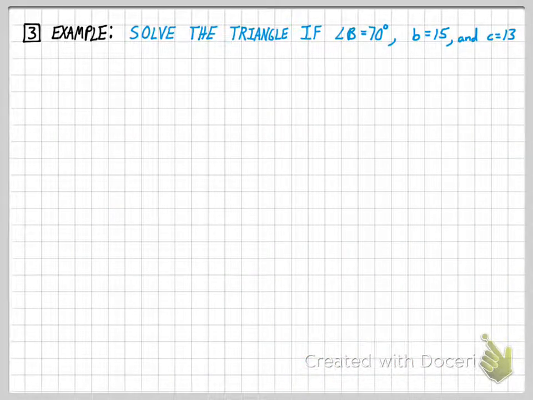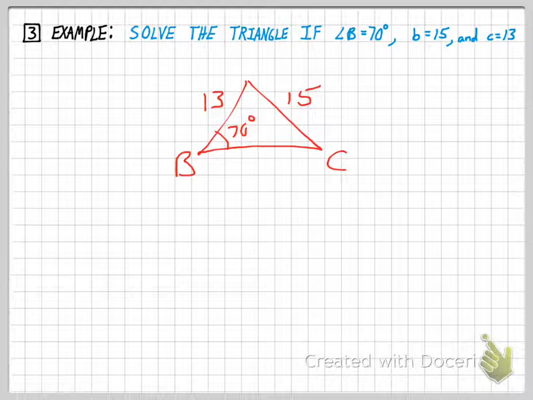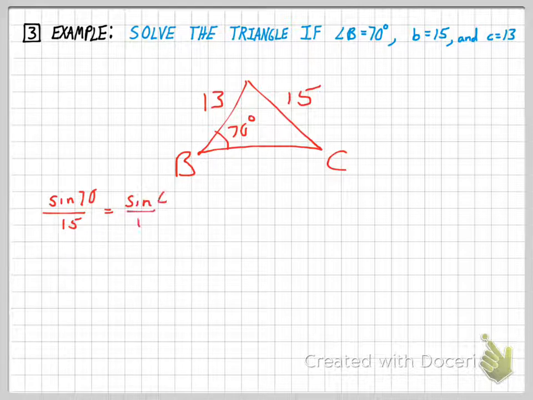Alright, let's try another example here. I'm going to give you three things and ask you to come up with the solution to the triangle. So I'm going to draw out a triangle where one angle is 70 and the side across from that is 15, and then you have another side that's 13, and we'll call that across from angle C. So the law of sines is how I'm going to start this problem. I know that the sine of 70 over 15 equals the sine of C over 13. And when I cross multiply, the sine of C equals 13 sine 70 over 15.